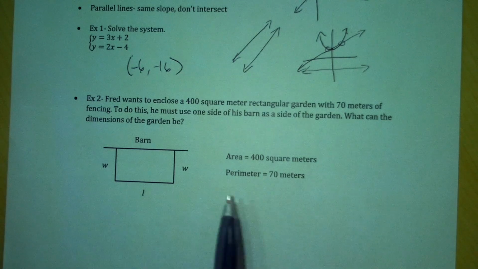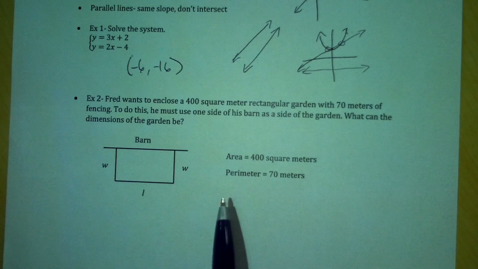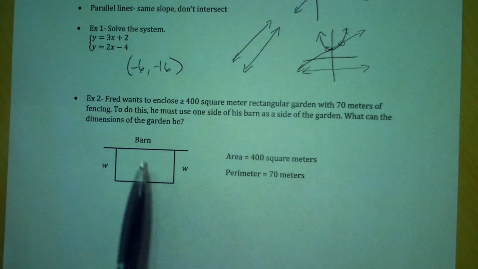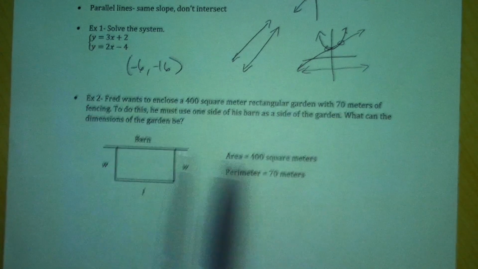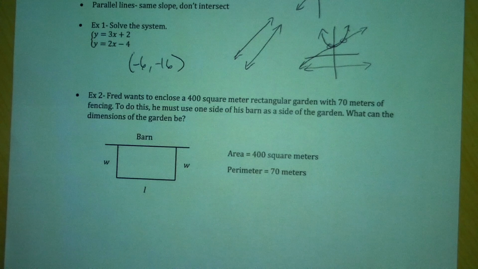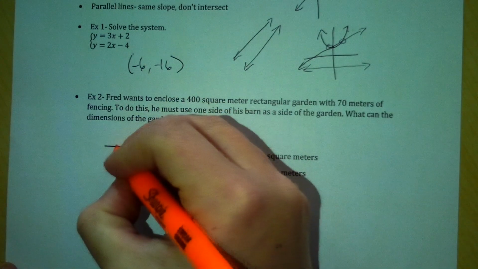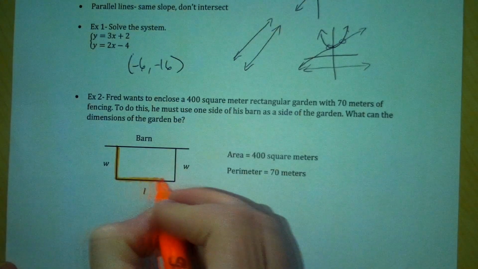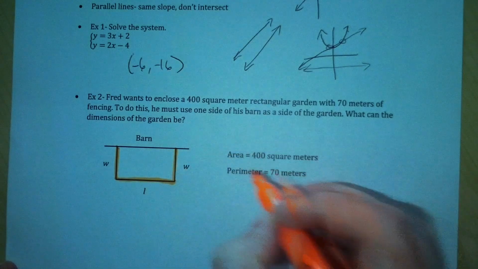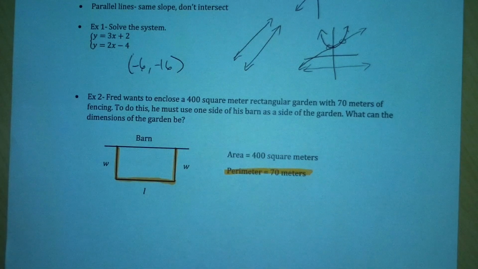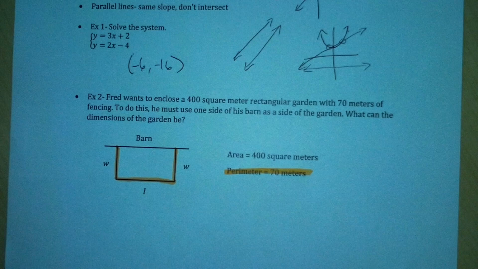I'm just going to do it as my W for the width being my X value and the length being my Y value, just so I can solve for one of them to be able to graph. So we would solve for L in this case to be able to graph. It doesn't matter which one's which, technically you'll get the same answers either way. Okay, so let's set up some systems here to meet those two requirements.